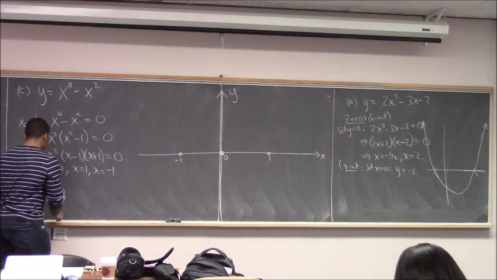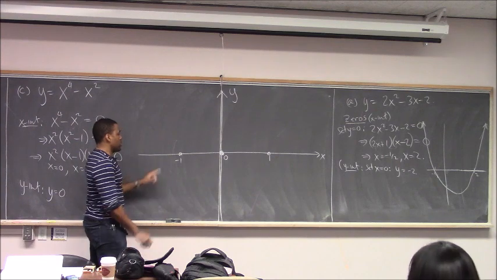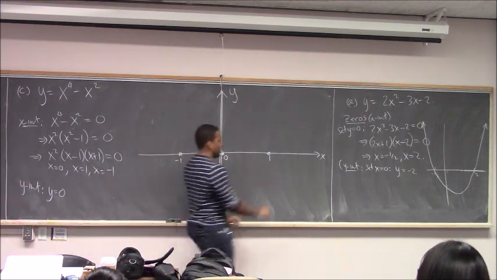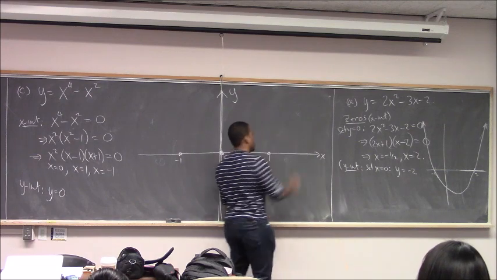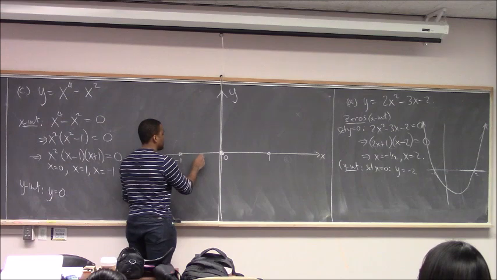So what I would do is test the numbers. Okay. You'll notice that even if you plugged in a number over here, you'd get a positive number, it would be up here. And if you plugged in a number over here, you get a positive number, it would be up here. Plug in something in the middle. Let's say minus a half.